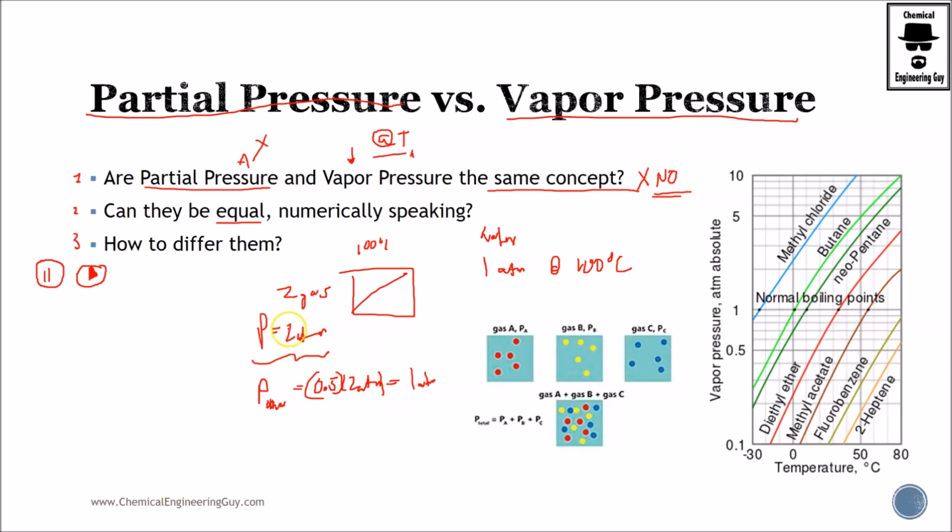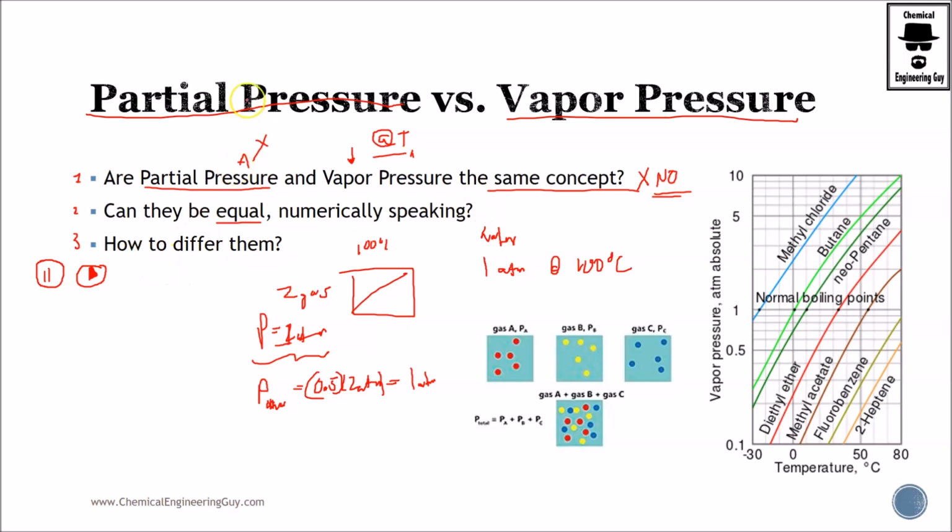Now, if we only had 1 atmosphere in the total system, then we would have 0.5 atmospheres, and we would not have this case. So in general, let's assume that it's kind of hard, or a coincidence, that the partial pressure equals the vapor pressure, but they can be the same.